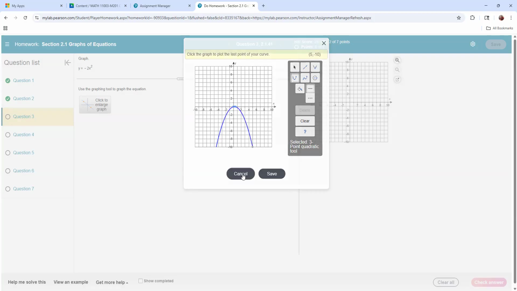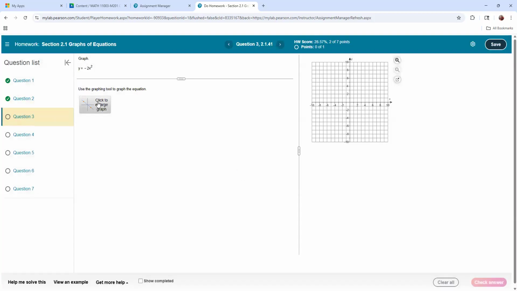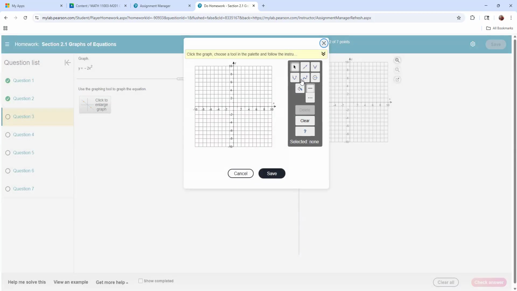Whoops, I think I got offline. Let me cancel that and start over. All right, 3-point quadratic tool, 0, 0, click. I had 1, negative 2, so I go right to 1, down to negative 2. And then watch this, I had 2, negative 8. So go to 2 and down to negative 8. So there's 2, negative 8, click that.